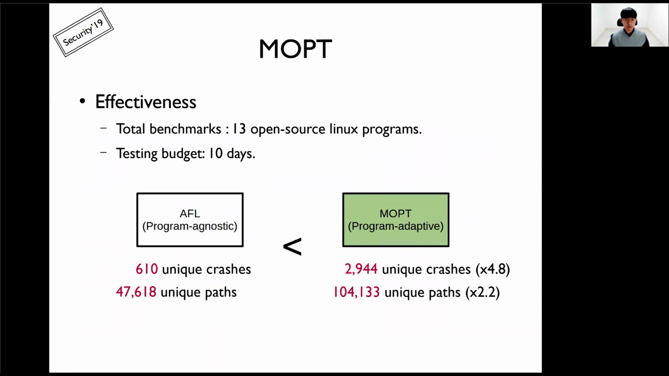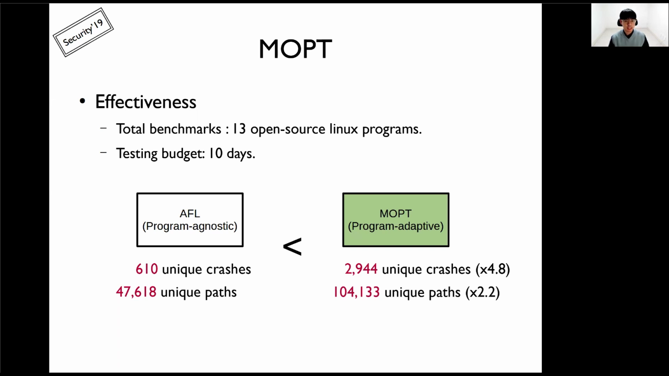And they have conducted the experiment for 13 open source real world programs, where some benchmark programs such as OBJ-dump have more than 1 million lines of code. That is, they used very realistic programs. And as a testing budget, 10 days were given. This is also a very realistic setting.